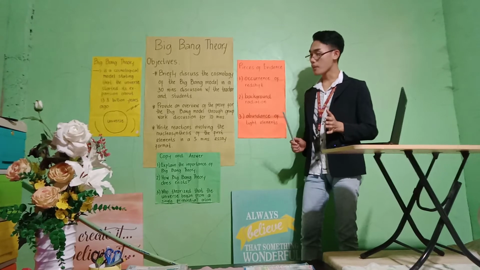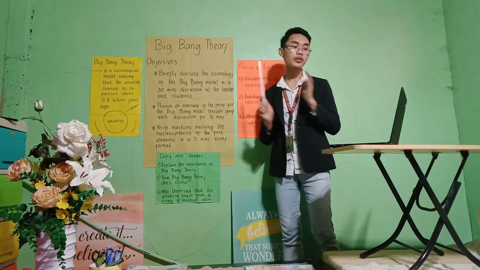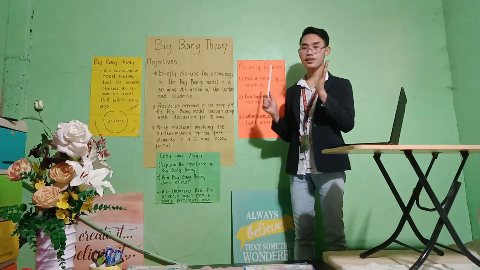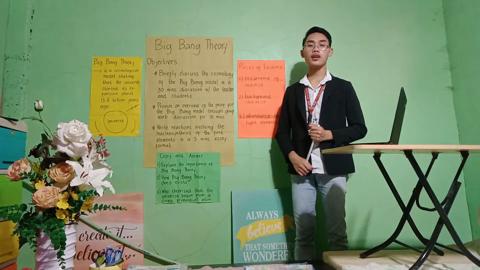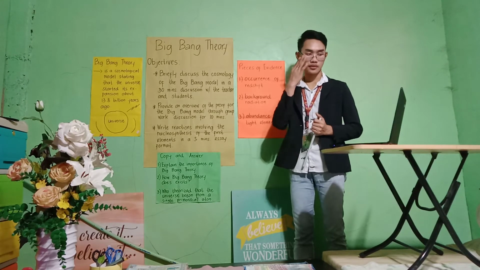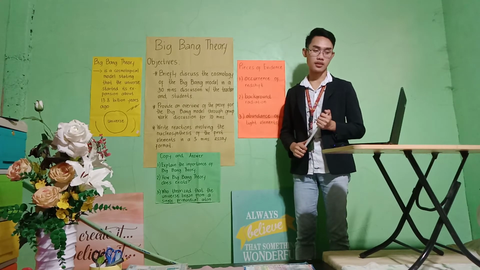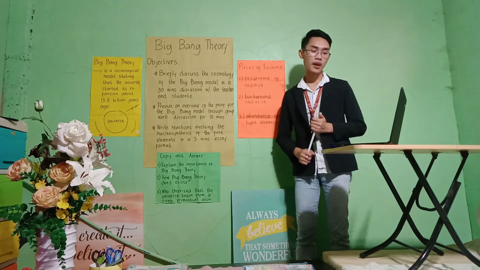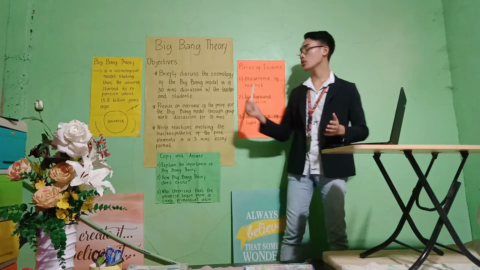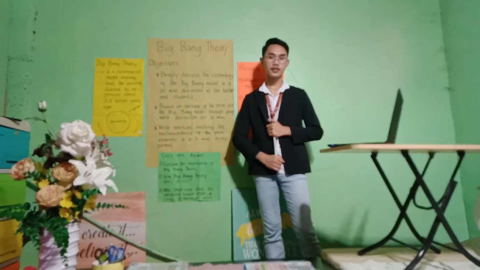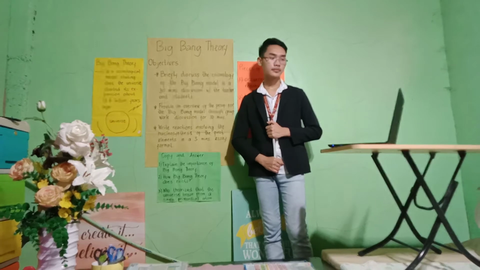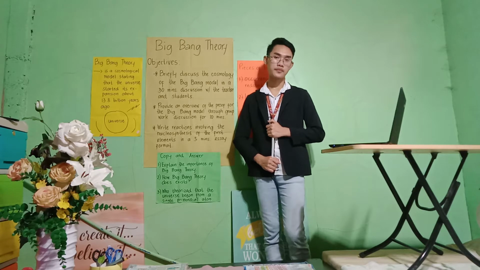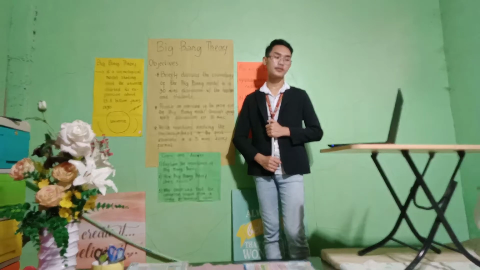Before we proceed to the next activity, I just want to ask you, what topic did we discuss today? Sir, our topic that we discussed today is all about the Big Bang Theory and the formation of light. Excellent. What are the pieces of evidence supporting the Big Bang Theory without looking at the front? Sir, the pieces of evidence supporting the Big Bang Theory are occurrence of redshift, background radiation, and abundance of light elements.